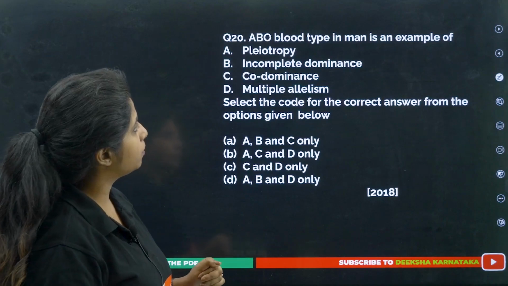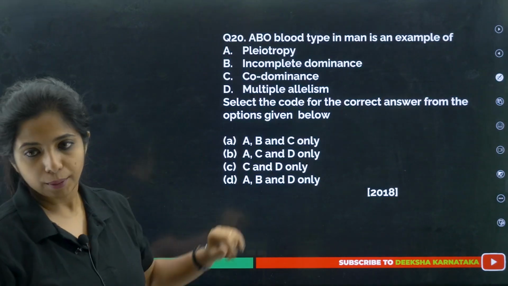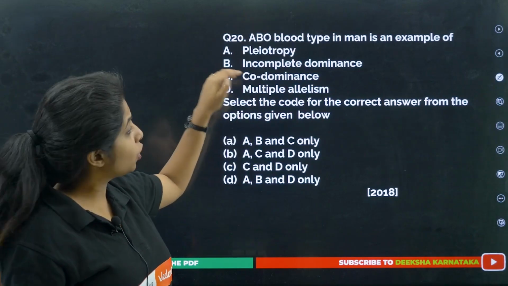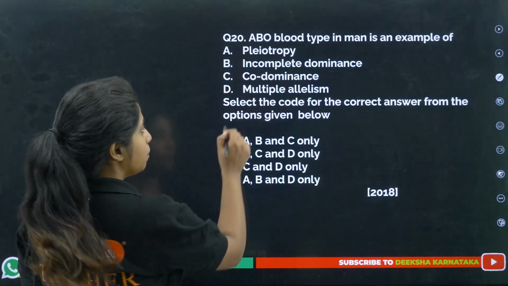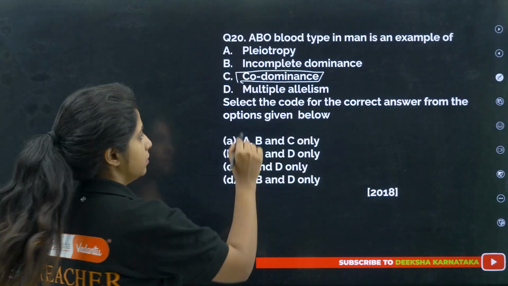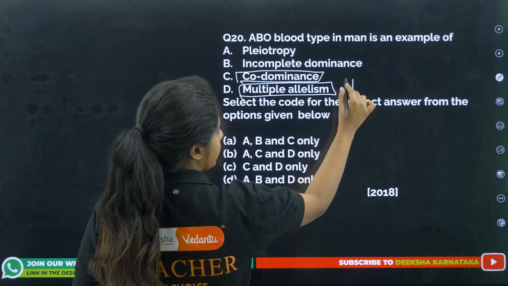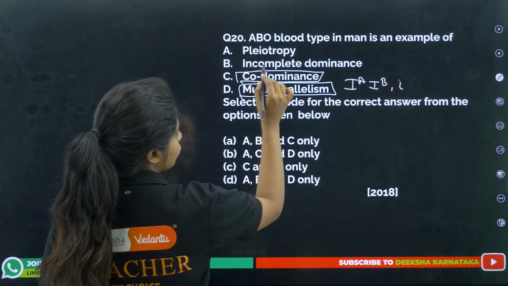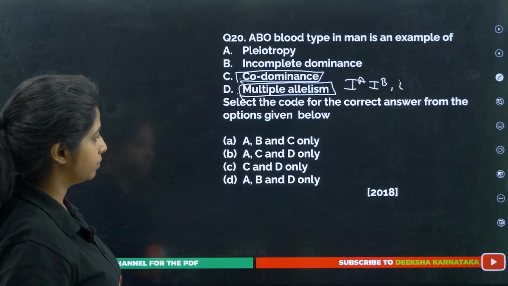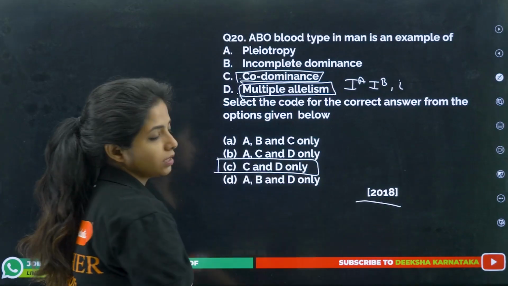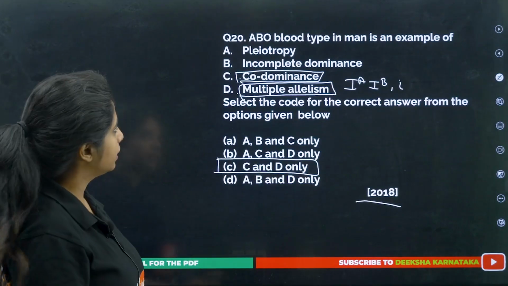Next question. ABO type of blood group in man is an example of pleiotropy? No. Incomplete dominance? No. Codominance? Yes. A and B, both of them can come together and show codominance. Multiple allelism? Yes. Because you have multiple alleles, IA, IB and i, that is O, right? So you have C and D, that is correct. C and D only. 2018 question.